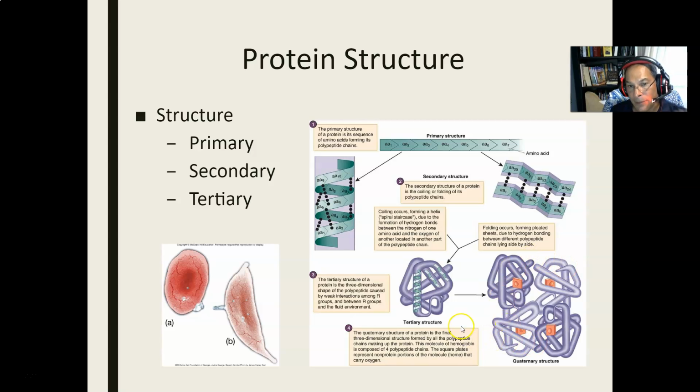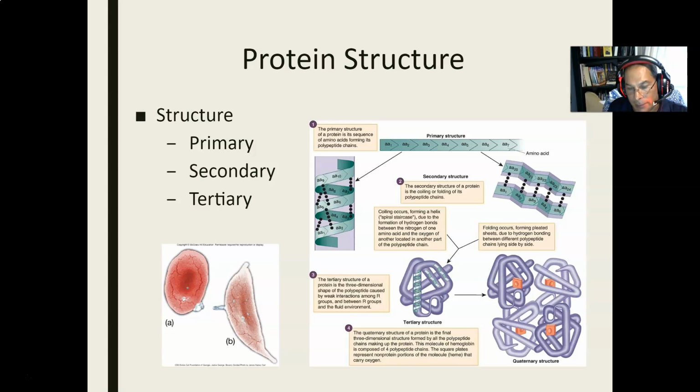Ta-da, hemoglobin. If you had some sort of genetic issue where you did not have the right instructions, and one of the 574 amino acids in your hemoglobin subunit was the wrong amino acid because DNA said to use the wrong amino acid, right?